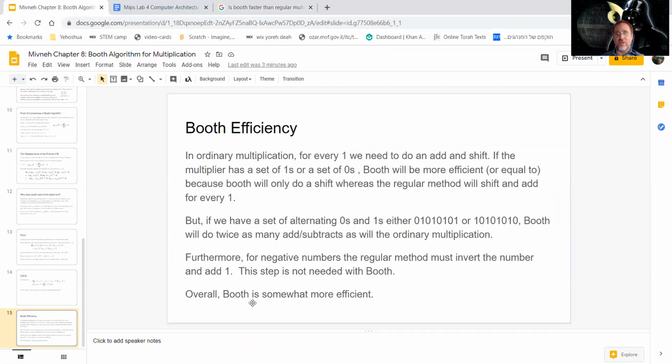It's somewhat more efficient. Given average cases, it might be the same. In some cases, it'll be better. In some cases, it'll be worse. That's what you really need to know for the exam: which cases it's better and which cases it's worse. Because if you're able to answer that, then you're able to explain, and you show you know the algorithm, unless you just memorized it. This case is the worst case scenario for Booth. The best case scenario would be all ones.